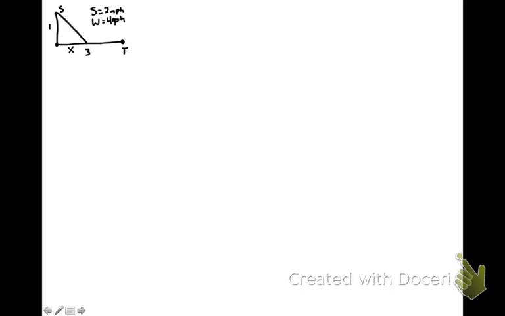If this distance is x, then my remaining walking distance will be 3 minus x. And since this must be a right triangle, by the Pythagorean theorem, the distance I will swim will be the square root of x squared plus 1. So since distance equals rate times time, that means that time equals distance divided by rate. So my total time will be made up of the time spent swimming and the time spent walking. The time spent swimming will be the distance swimming, in this case the square root of x squared plus 1, divided by my rate, in this case 2. The time spent walking will be the distance 3 minus x, divided by my rate, which is 4. So this is an expression for the total time.